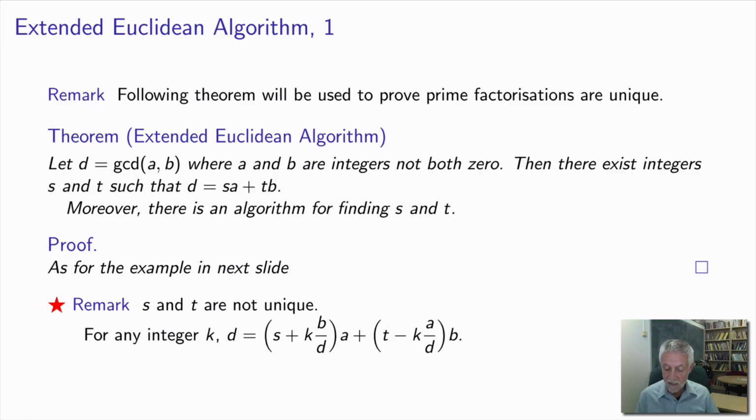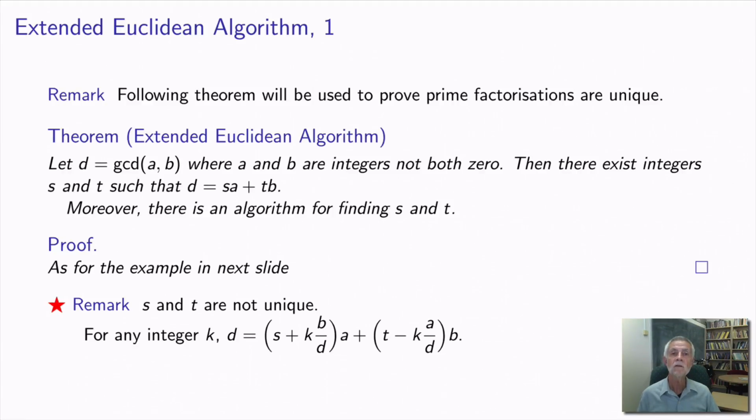It's easy to see, in fact, that this will work because all that I've done here, I've added on this side, this term here times a is k times ab over d, and this term is minus k times ab over d. So certainly this equality is true because we already know that d is equal to sa plus tb.